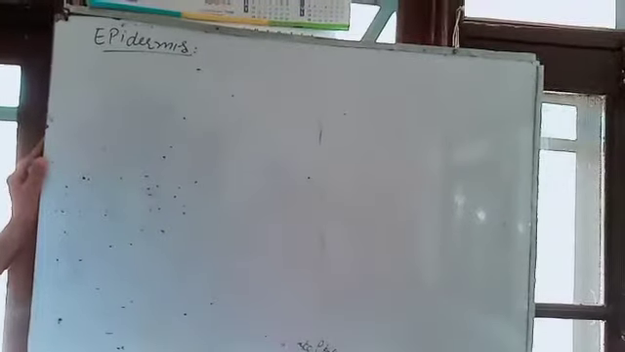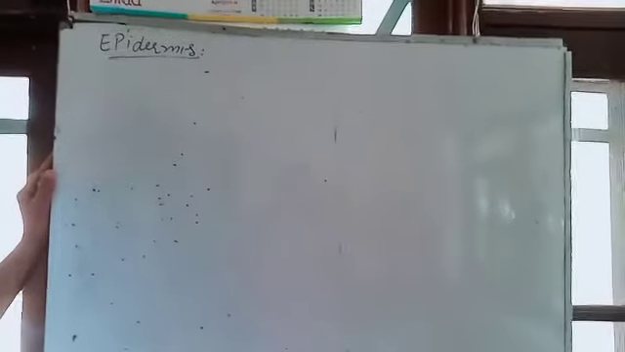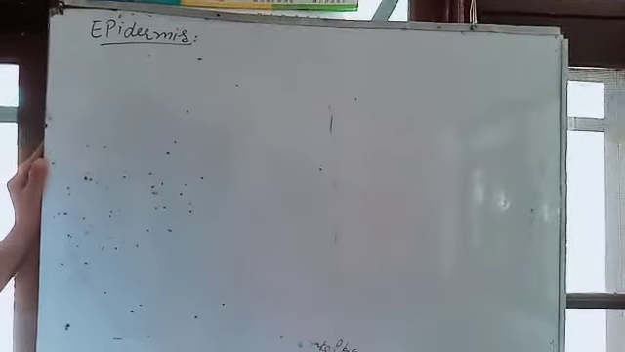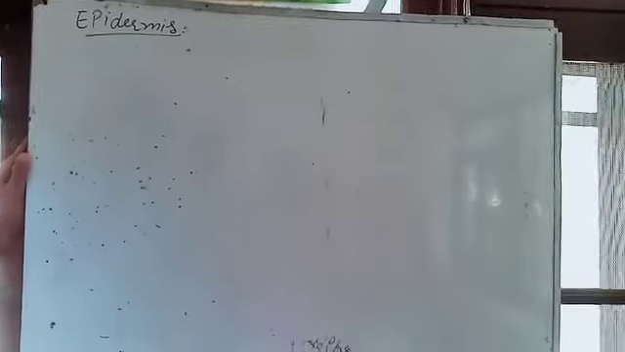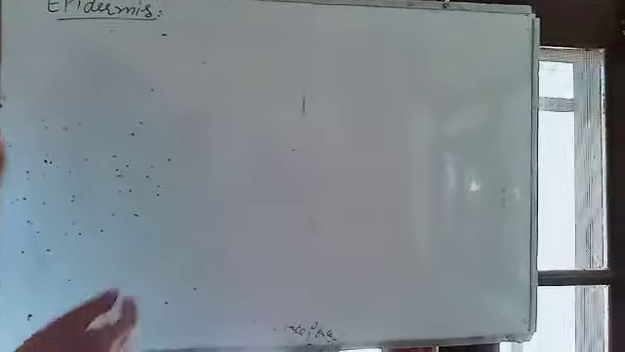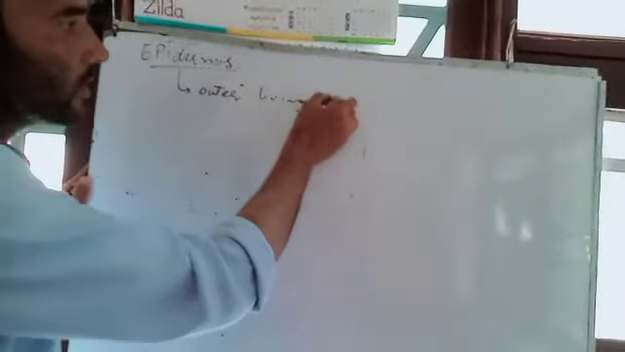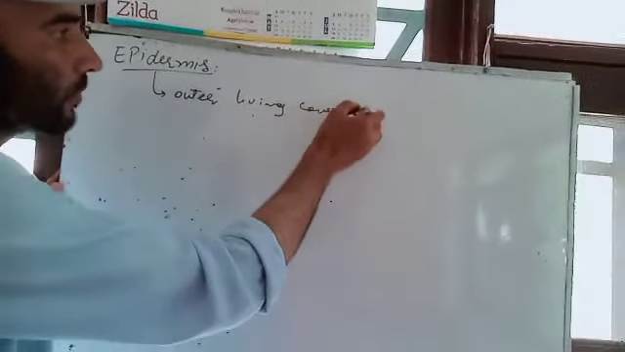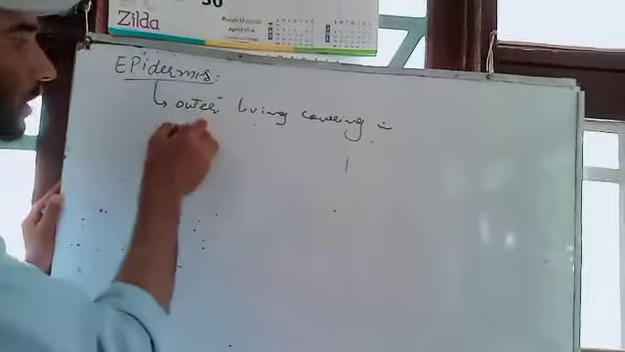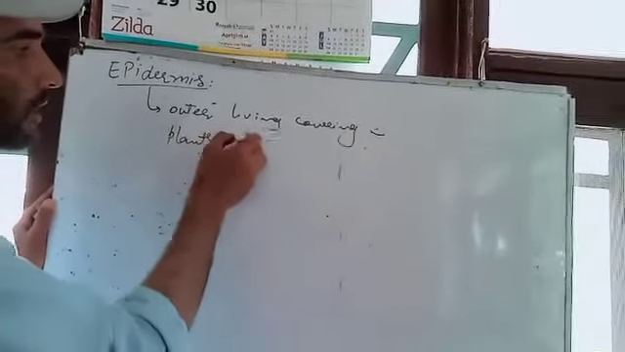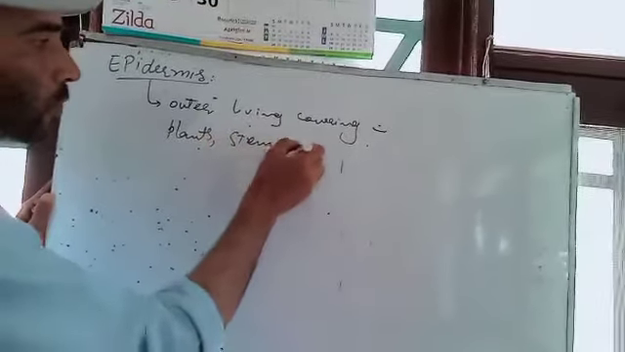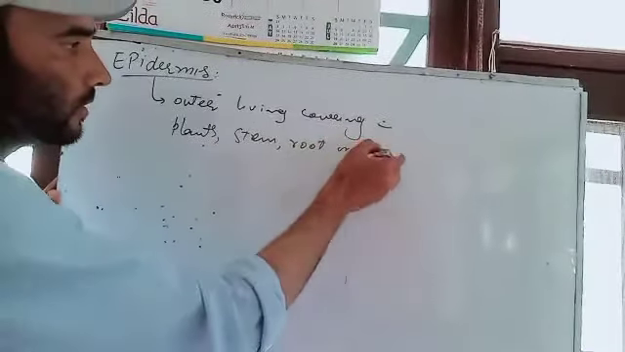Hello dear students. Yesterday we completed the simple tissues, that means parenchyma, collenchyma and sclerenchyma. Now there is an extension of one topic in this, that is epidermis. What is epidermis? Actually it is the outer living covering in plants, either stem, root or leaf.